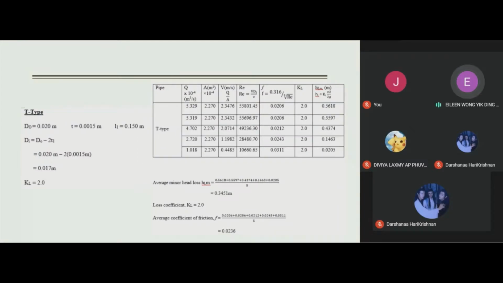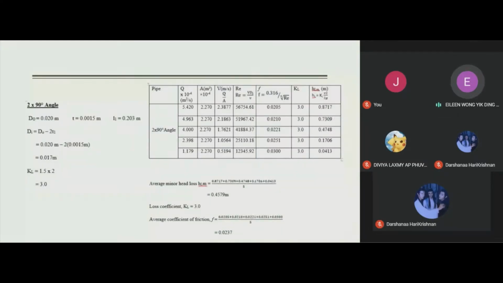So same with the Y type, using the same calculation method. For the T type, we can get the average minor head loss equal to 0.3451 meter. The loss coefficient is equal to 2, and the average coefficient of friction is equal to 0.026236.